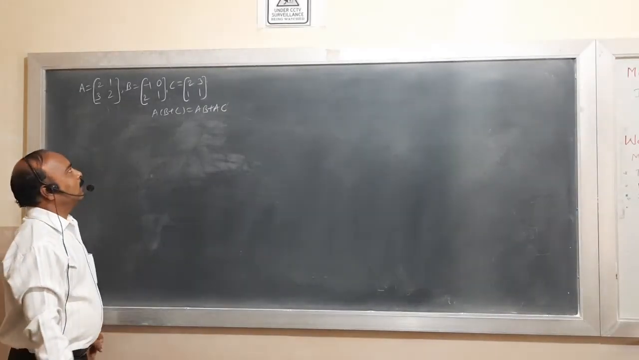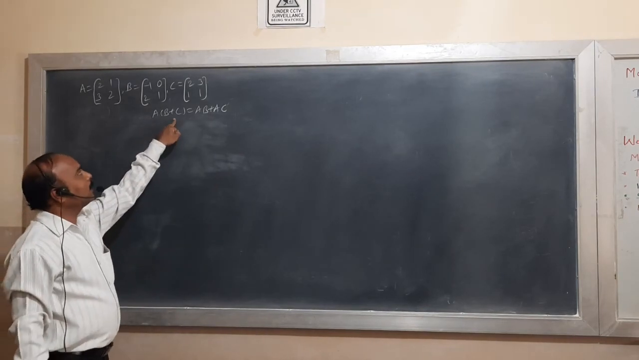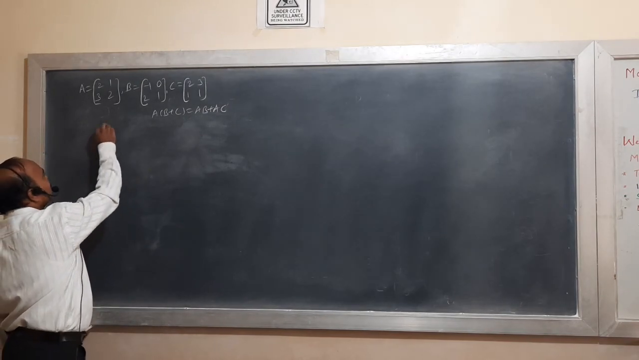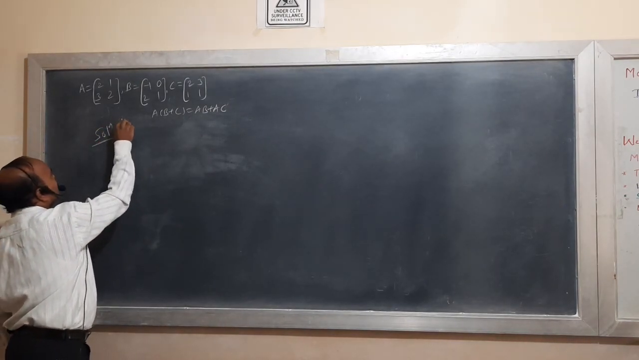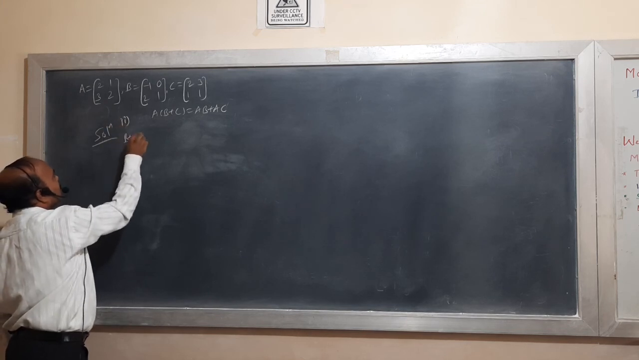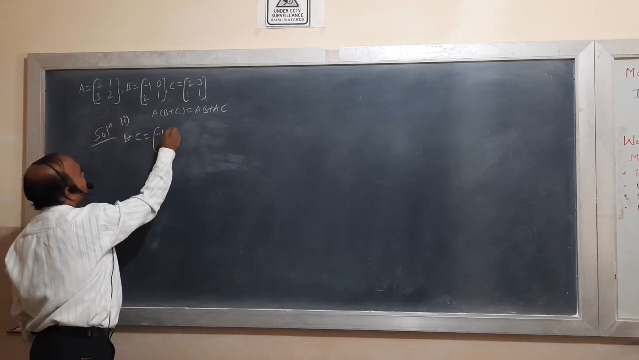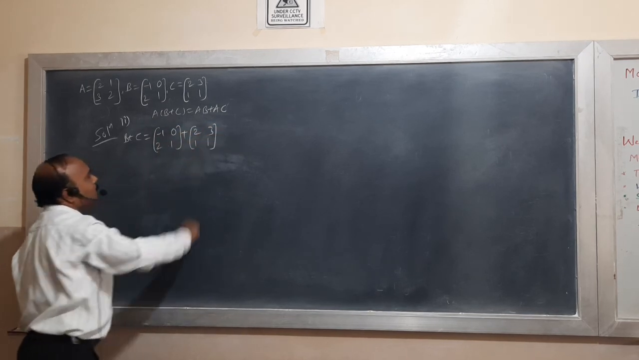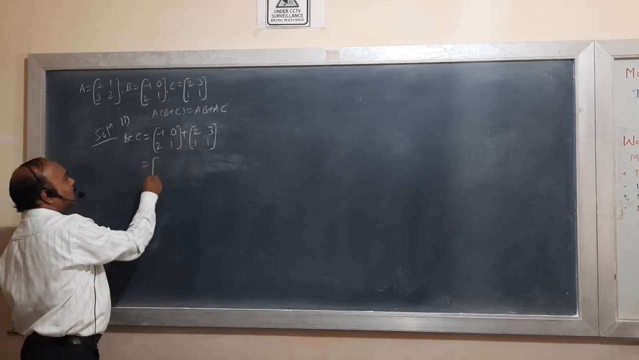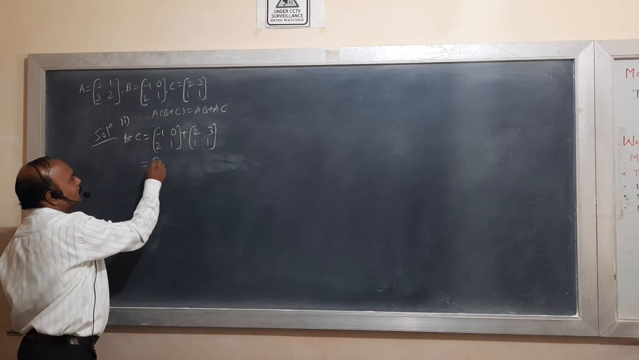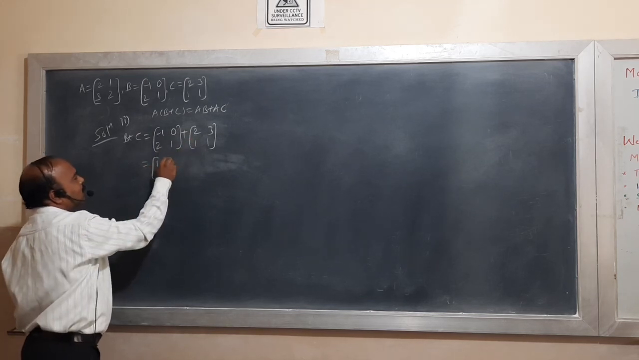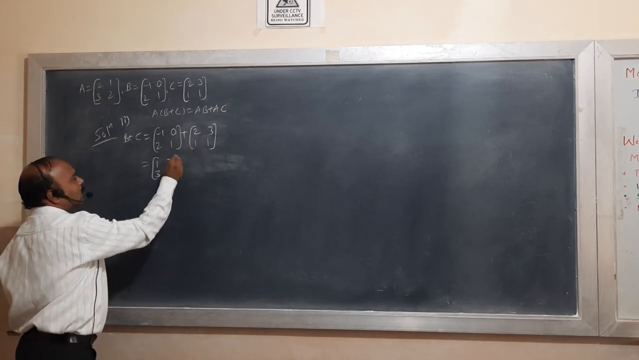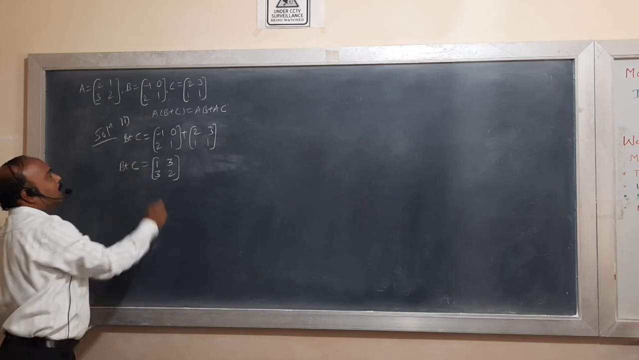Next we go for the second one. The second one is B plus C into A equal to BA plus CA. First you consider B plus C. B plus C is given by minus 1 0 2 1 plus 2 3 1 1. Add these two matrices. It is minus 1 plus 2, that is 1. 0 plus 3 is 3, and 2 plus 1 is 3, 1 plus 1 is 2. It is the matrix B plus C.